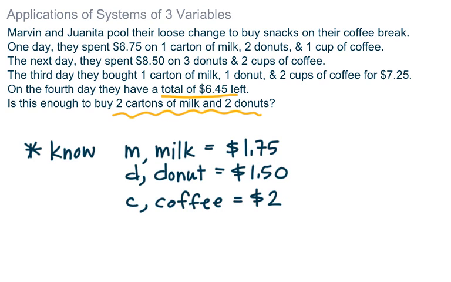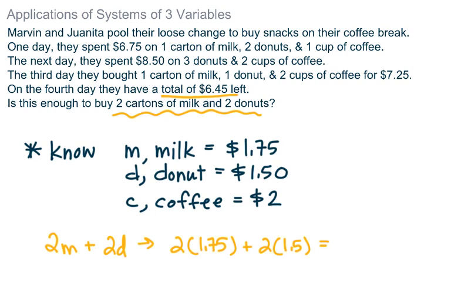Well, we know the price of each. We can say that 2M plus 2D will be the cost of what we want to buy that day, or rather 2 times 1.75 plus 2 times 1.5, and we determine what that equals. So that would mean our total is $6.50. And the question is, do we have enough money left? And the answer is, sadly, no. Marvin and Juanita will go hungry that day.